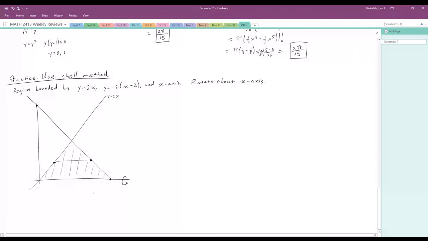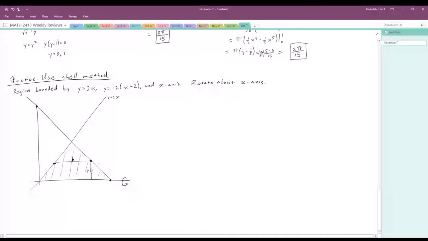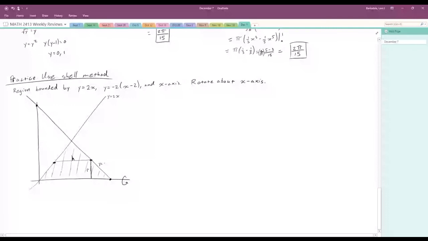And here I have the radius of my shell, and here I have the height of my shell. So in this case, I need to put my height in terms of my y values instead of my x values. So this top line is y equals minus 2 times x minus 2, but I need it in terms of y. So this would be x equals, I can divide both sides by negative 2 and then add 2 over. So 2 minus y over 2.